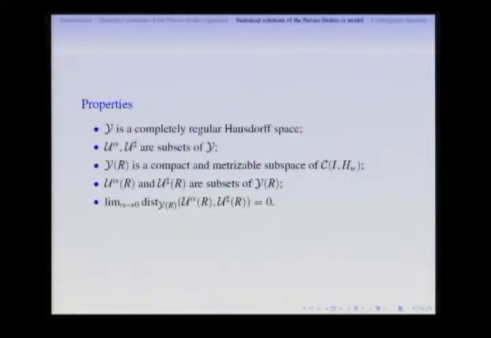And because of the result of Vishik-Fursikov and Chepskov, the one which gives the convergence of solutions of the Navier-Stokes alpha model to a solution of the Navier-Stokes equations, because of that result, we can conclude that the distance between these two trajectory spaces goes to 0 as alpha goes to 0. And so we need just some definitions regarding the measures.